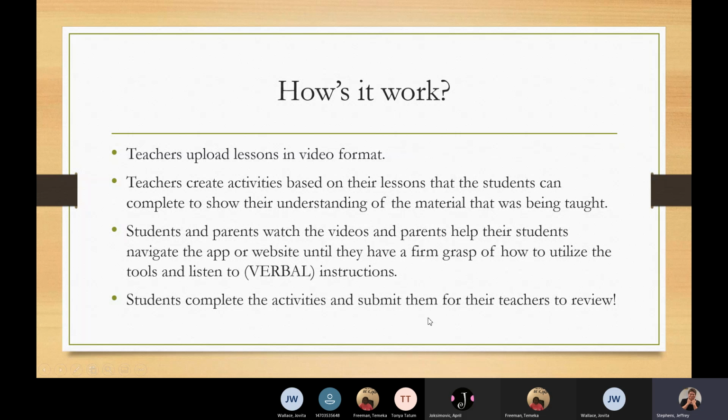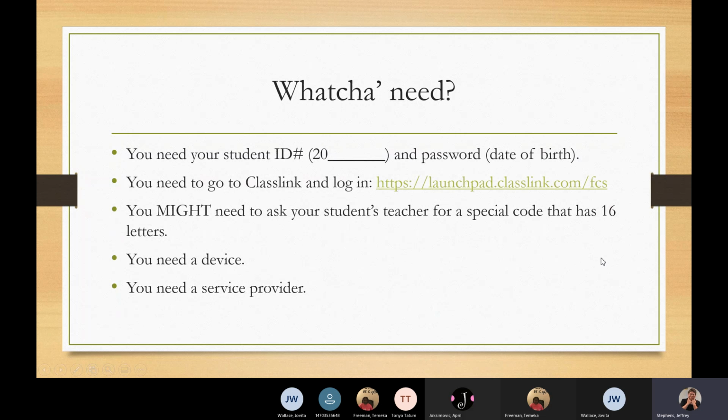All right, so we have students complete their activities and submit them for their teachers to grade or assess, that kind of thing, and find out what's going on. What you need: you need your student ID. Now, Miss J already said what your student ID is, that 2000 number. So it might be 2033 something or other. It might be 20000. But that's your student ID number. Their lunch number is a lot of times how they would describe it. And then you need your password, which is the date of birth.